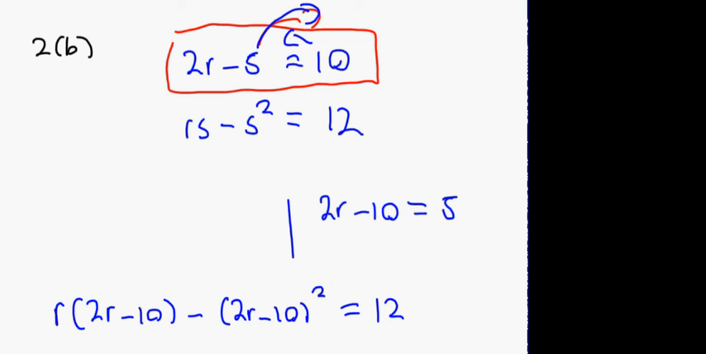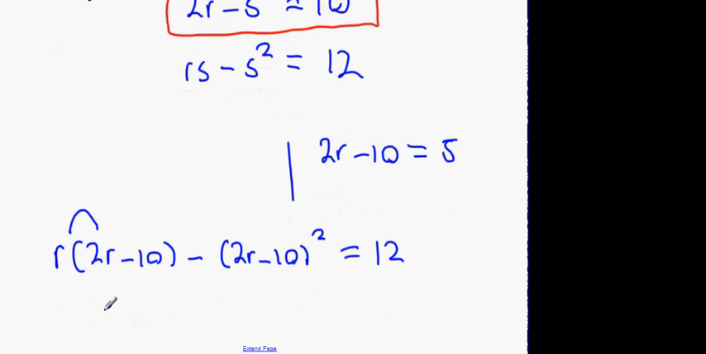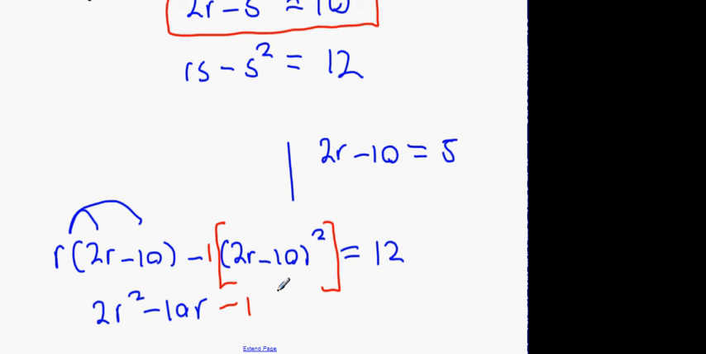Okay, next thing, 2r by r, 2r squared, r by minus 10, minus 10r. Here's the tricky part. The tricky part is there's a minus 1 here. And I've told you this in the past. I need you to put whatever the answer of this is in a big pair of brackets. And that will basically stop you from making a mistake, okay?